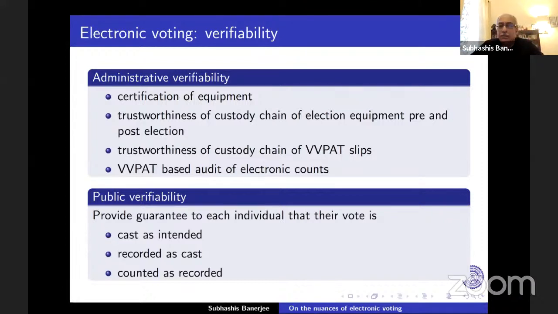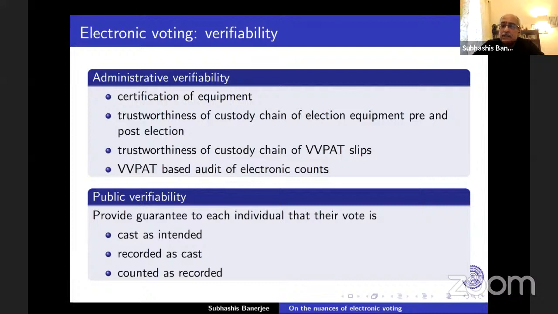And it's a very complex process that starts with certification of equipment, equipment manufactured by BEL and ECIL, and they're tested, certified, and audited. Then there is the trustworthiness of the custody chain. There's a process that defines the trustworthiness of the custody chain of election equipment from the time of manufacturing to the time of deployment. It's a 3-stage randomization process by which the voting equipment reaches the polling booth. And then post-election, they are collected, sealed, and the polling agents sign them off, and they are put in GPS tracked boxes to strong rooms. So this is a very complex custody chain of processes.